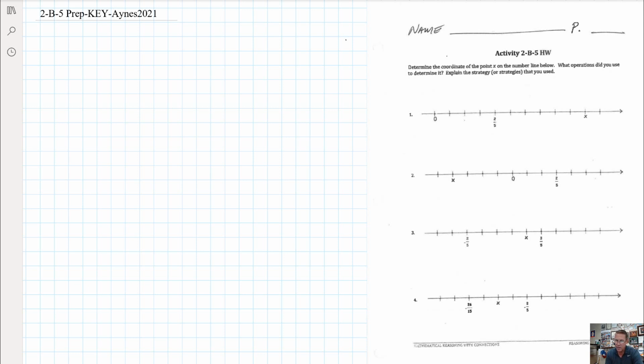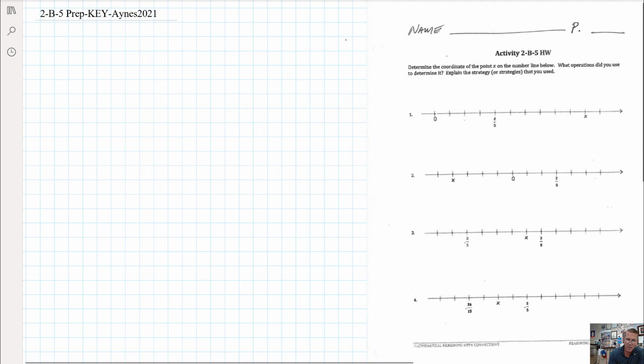So our goal in activity 2B5 here in MRWC is, given the placement of 0 and some rational number like 2/5, as you'll see in number 1, to find the value of x. Find the coordinate point x on the number line below, given some information like where is 0 and where is 2/5. All right, so let's do an example here. We'll do a couple of them.